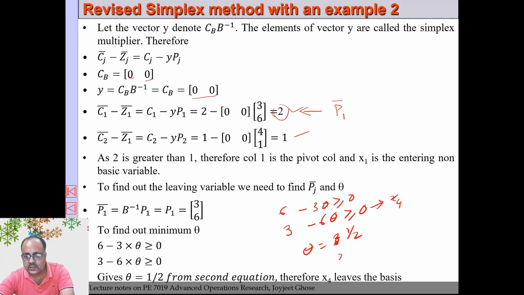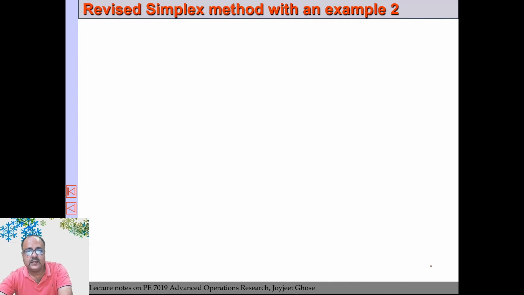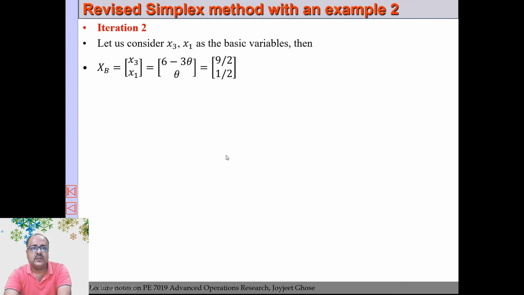So next iteration, xB will be equal to x3, x1, which is equal to, half. So 6 minus 3 by half will be equal to like this. This will give us 12 minus 3 is 9 by 2 and half. So this is the starting of my next solution. This is exactly what has been done here. So it is 9 by 2 and half.